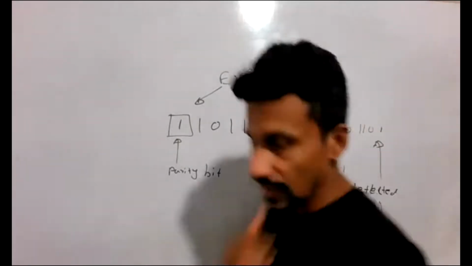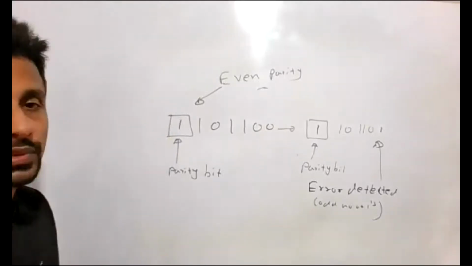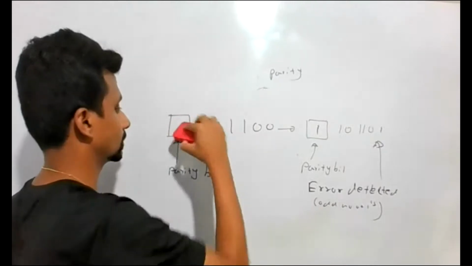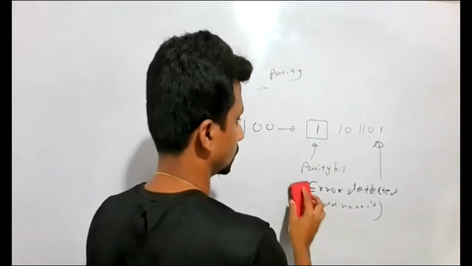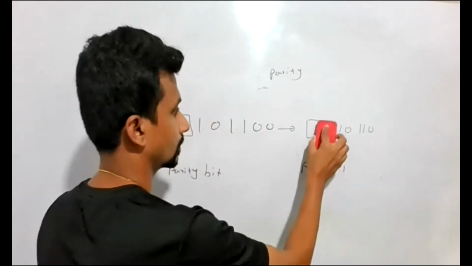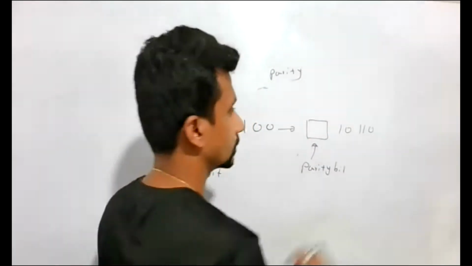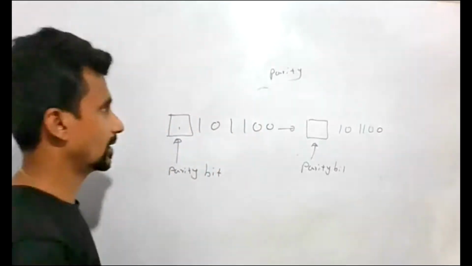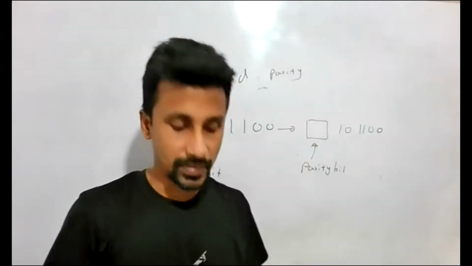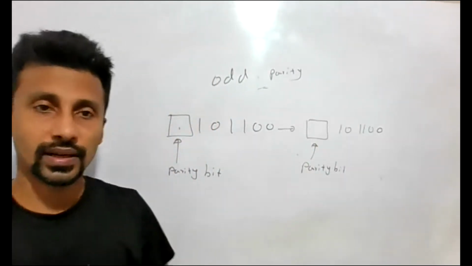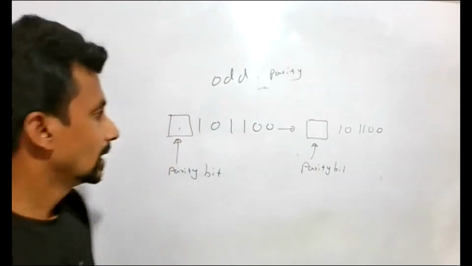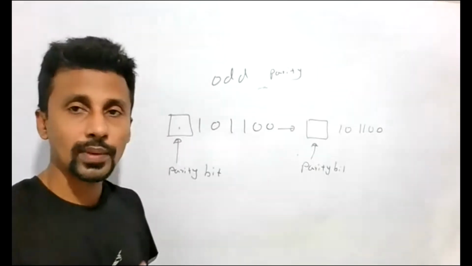Okay, right. Now we'll see how this changes if I am using odd parity. This is my original value. So I am using odd parity. Before I send the data, I'm telling the receiver, okay, I'm using odd parity, right? Now here we are counting how many ones are there.